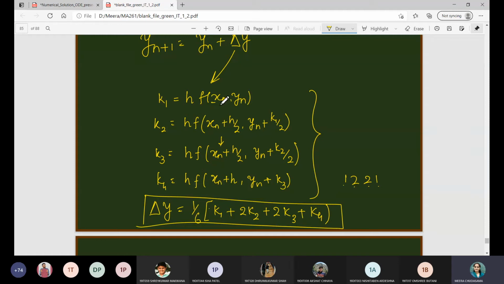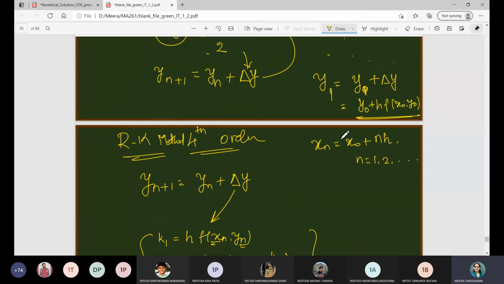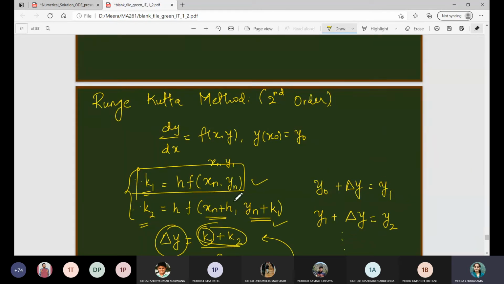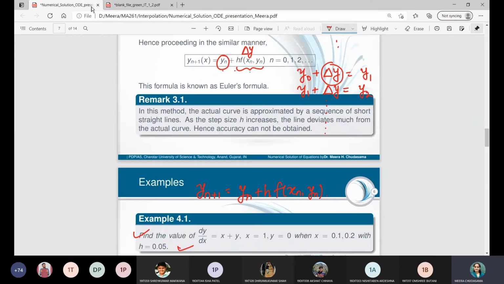How to remember? In k1 it is xn and yn, in k4 it will be xn plus h, yn plus k3. And for the intermediate two computations, we consider h by 2, k1 by 2, k2 by 2. Since these 4 quantities are involved in the method, this is called the Runge-Kutta method of fourth order. This is called the Runge-Kutta method of second order. Here you can see h into f of xn, yn directly is k1, and then for k2 we take xn plus h and yn plus k1. So this is the RK method of second order and fourth order.